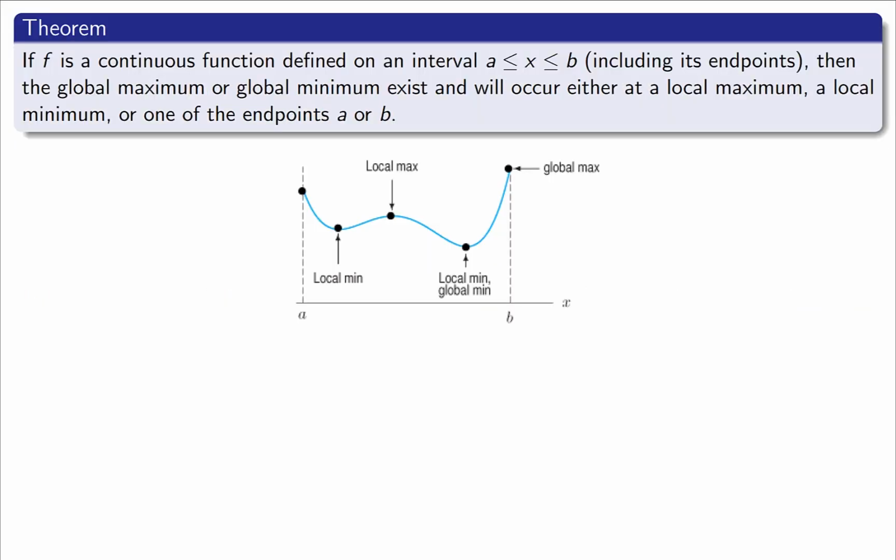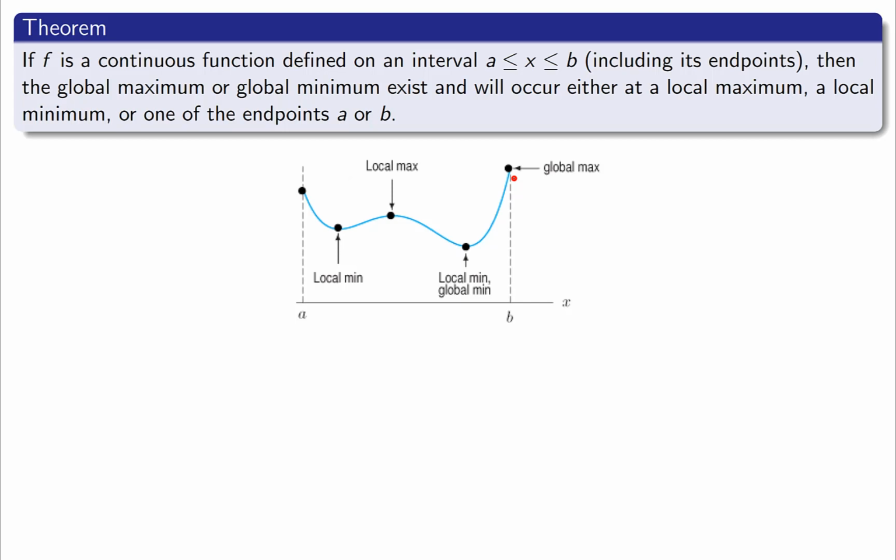However, there is a place where we can always find a global max and a global min. Sometimes this is called the extreme value theorem. If you have a continuous function defined on a closed interval, this is where we say a is less than or equal to x, less than or equal to b. So we're including the endpoints a and b. If you have a continuous function, simply saying you can do this without picking up your pencil, then you will always have a global max and a global min on that particular interval.